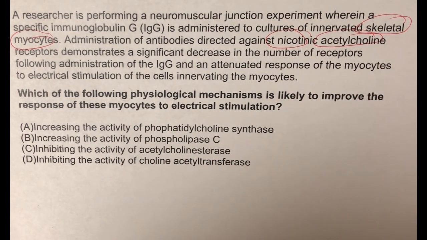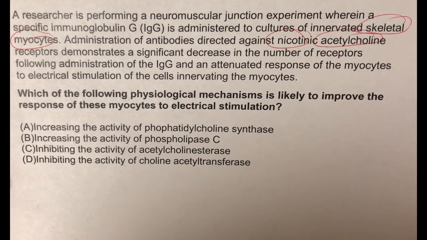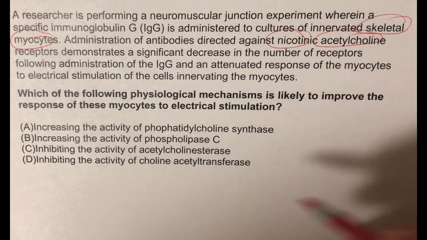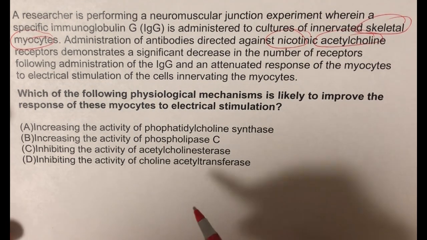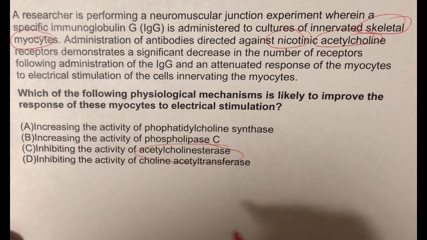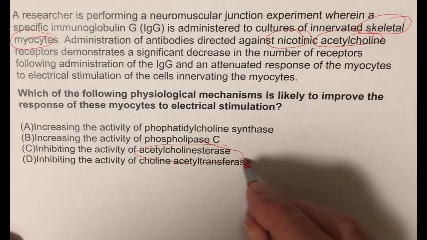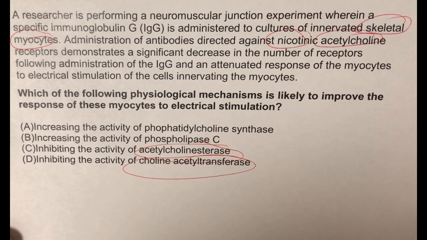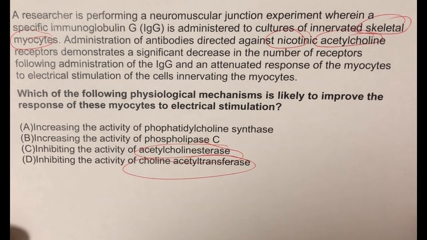Nicotinic acetylcholine receptors. Do I see anything in the choices that's going to give us an idea that nicotinic acetylcholine receptors are being stimulated? Well, acetylcholinesterase there certainly looks like acetylcholine receptor, at least the concept, and choline acetyltransferase. The other two don't seem to fit. So let's look at C first, inhibiting the activity of acetylcholinesterase.